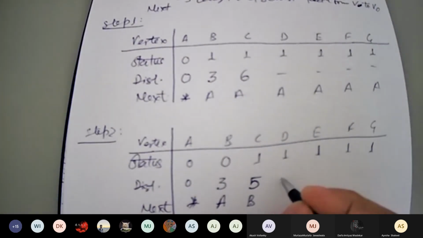Now tell me, what will you write at the place of D? Not 4. Why 4? From where are you coming? From B. Actually here you will not write B to D. Here you will write the cost of reaching D, because you are finding the shortest path and you have started from A. So reaching D from A, how much total cost is it taking if you come via B?